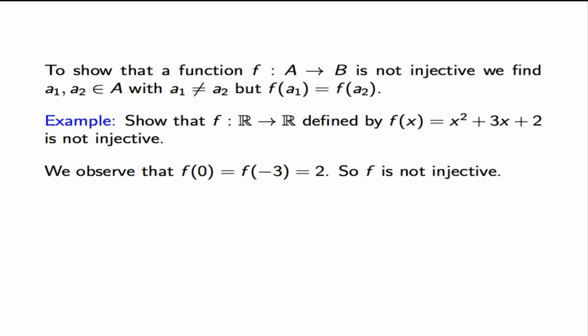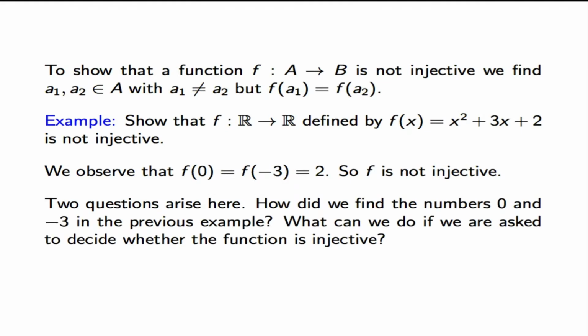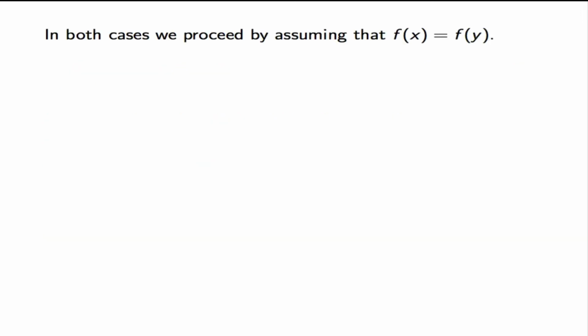And I'm done. I don't need to write anything else. However, one question arises. How did I find this 0 and minus 3? In fact, there is another question. What can we do in general if we are asked to decide whether the function is injective, but we are not told to show that it is injective or to show that it is not injective? And actually, both questions have sort of the same answer. We just start with the function f. We take two elements from the domain, x and y, and we assume that f of x is equal to f of y. And then we proceed with our algebra.